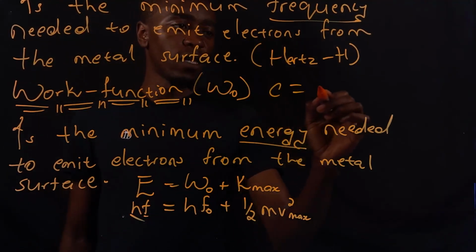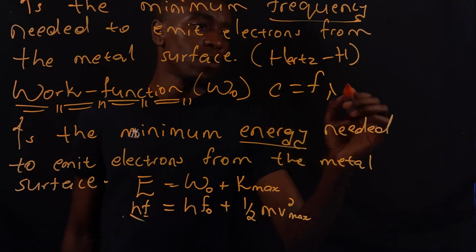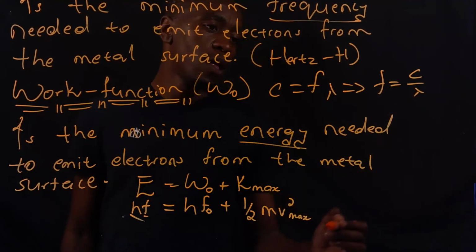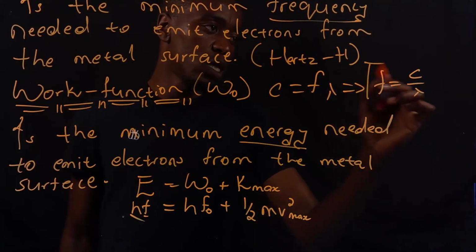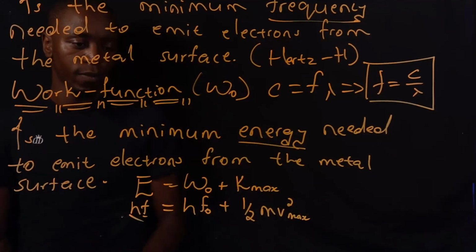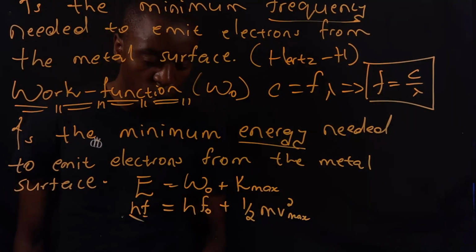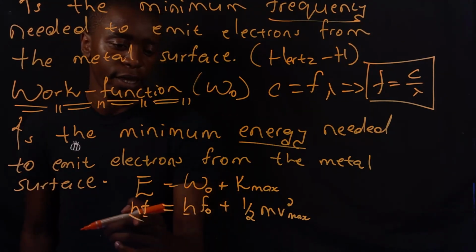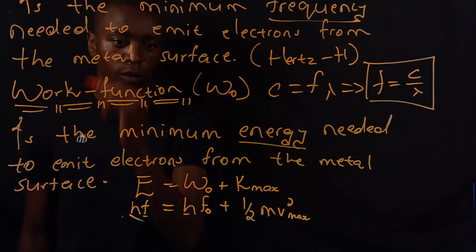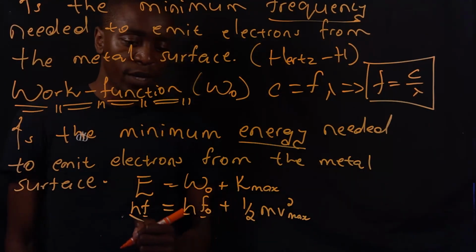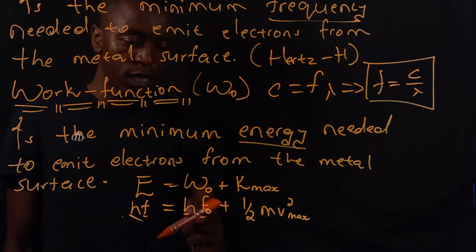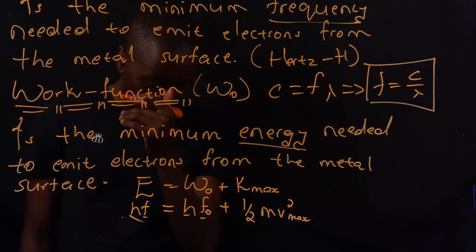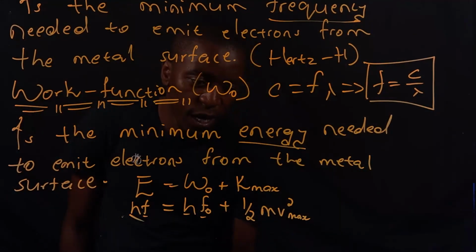If we're not given frequency, then we know speed of light is equal to frequency multiplied by lambda. So frequency is equal to c over lambda. We can use this formula to find frequency. And then we will have Planck's constant, which you get in the formula sheet. Threshold frequency will be provided, or they can ask you to calculate the threshold frequency to see if the electrons will be emitted from the metal surface.